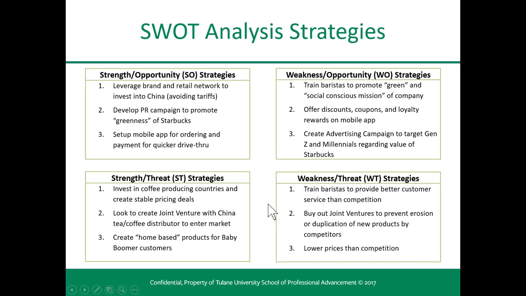And then finally, to defend against the weaknesses and the threats, again, Starbucks could train baristas to provide better customer service than the competition that is entering the marketplace. To defend against the weakness of the joint ventures eroding their position, they could buy out those joint ventures so they would have more control over their products and prevent the competitors from making deals with the distributors copying them. Or they could simply lower the price of that competition.